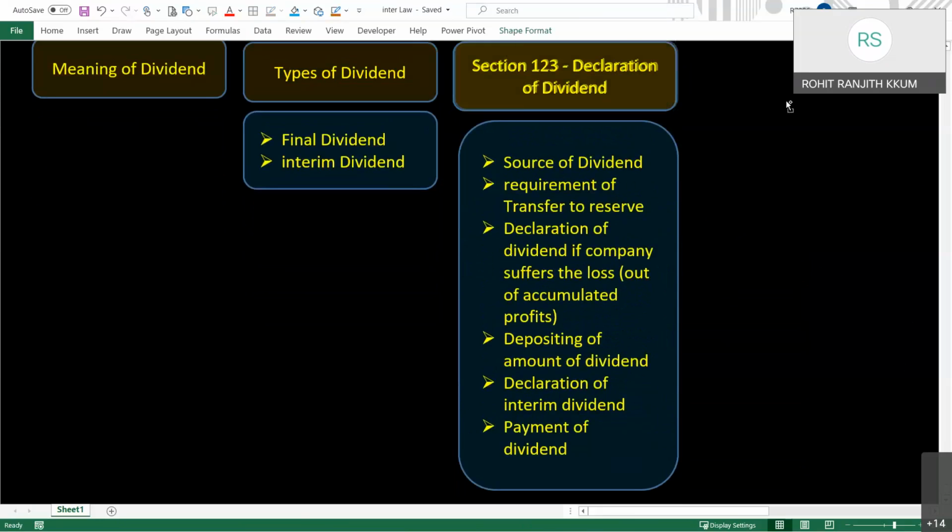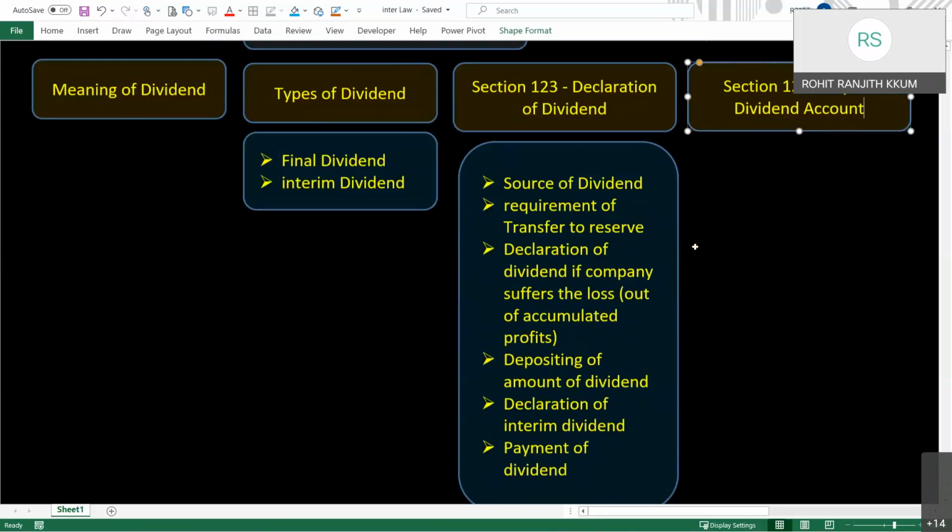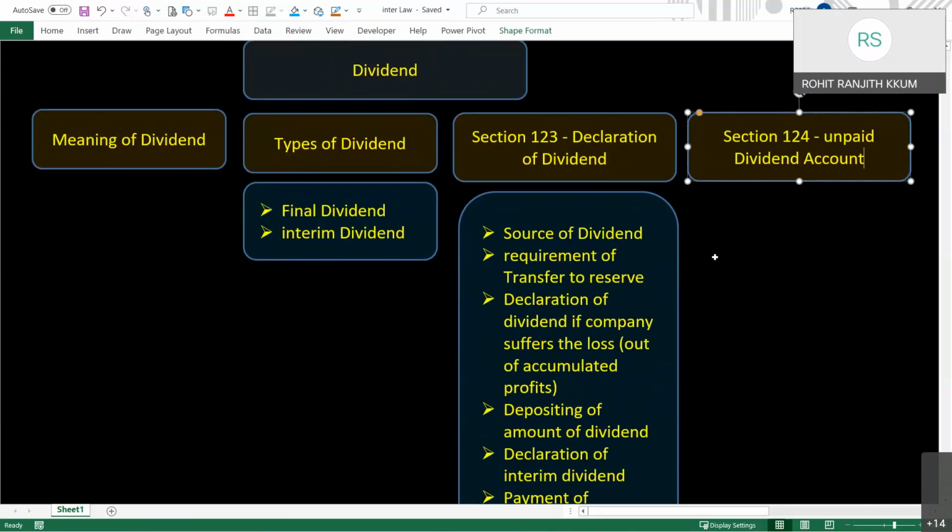After this, section 124. Write down, section 124 is about unpaid dividend account. I think I told you that there can be a situation where the company wants to pay, but shareholders don't claim it. Possible or not? Company pays, but shareholders don't claim it. So that is section 124. After that, we have section 125.